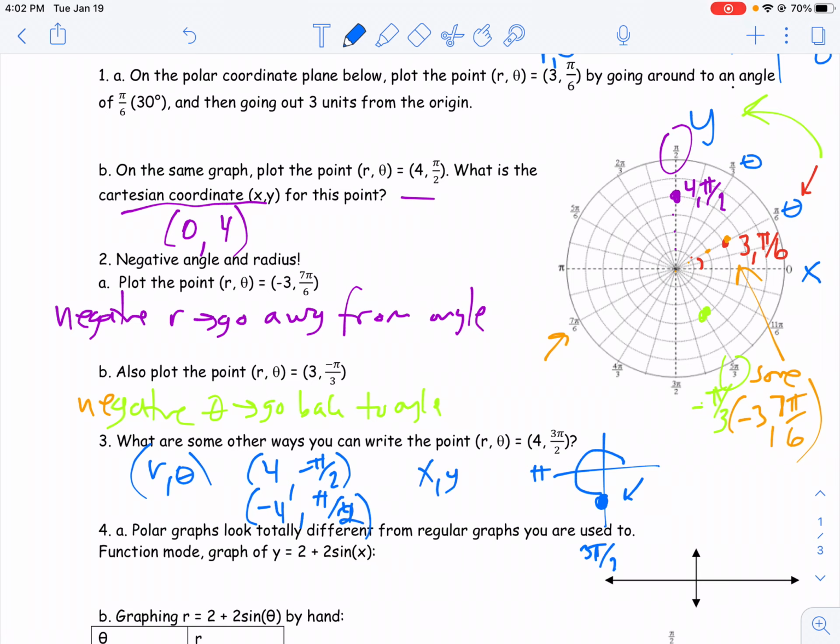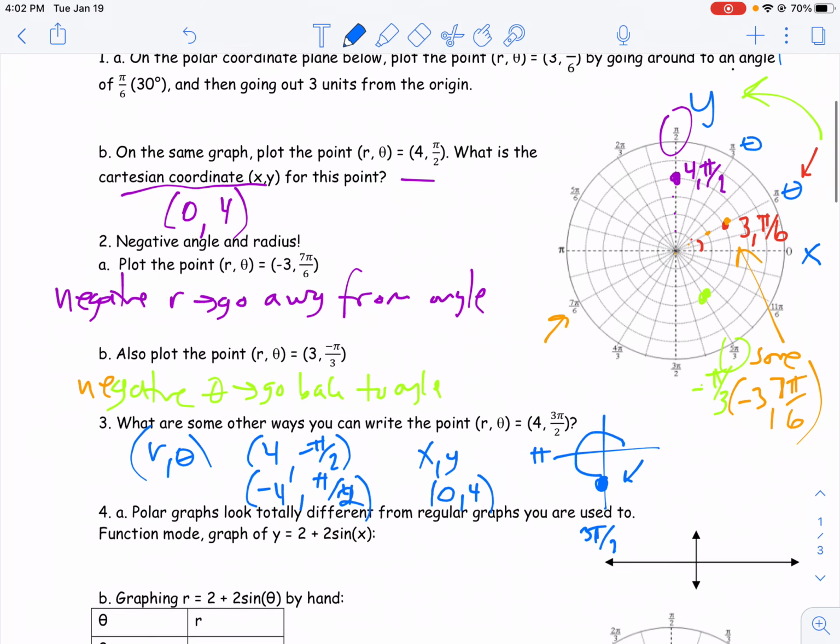And of course, in xy form, this is just the point 0 comma 4. There's only really one way to write that. So that's what's going on here. We're just trying to represent points in a different fashion with r and theta instead: the distance from the origin for r, and the angle theta, instead of horizontal and vertical.